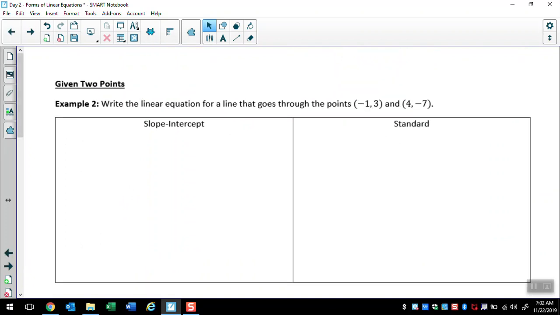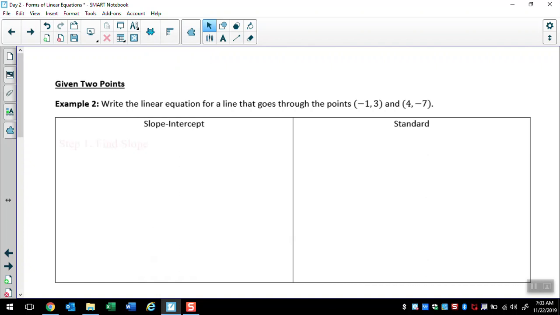All right, now we're going to write a linear equation for a line that goes through these 2 points. We're missing 2 pieces of information here to write our equation in slope-intercept form. We need a slope and we need a y-intercept. Even if I wanted to use point slope form, at this point I can't because I don't have slope. So no matter what method I want to use, I have to find slope.